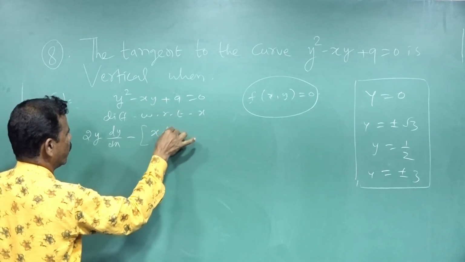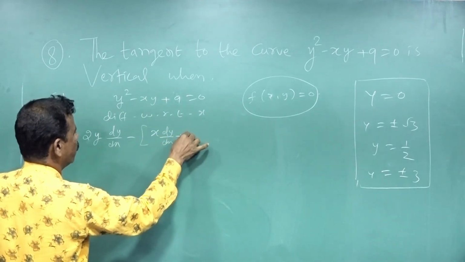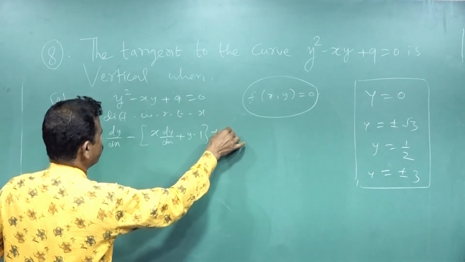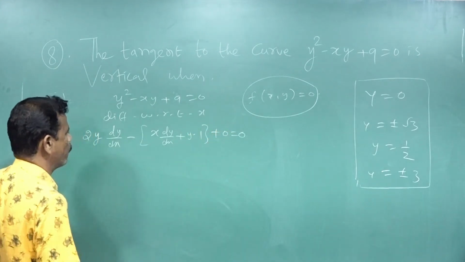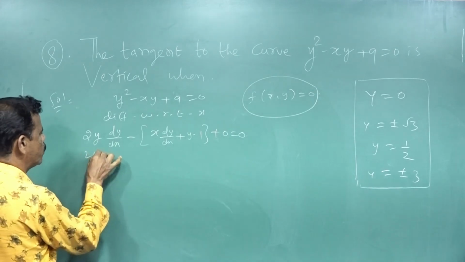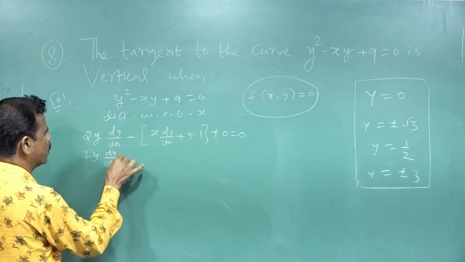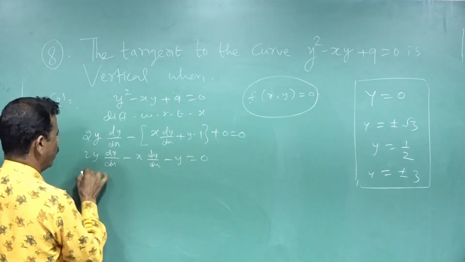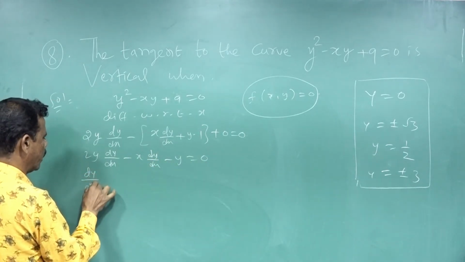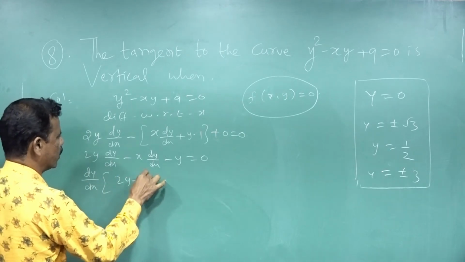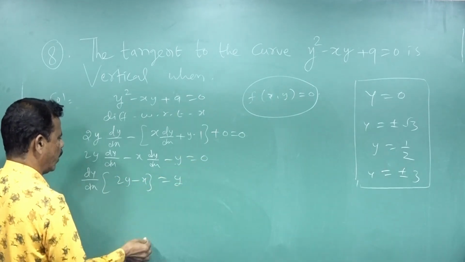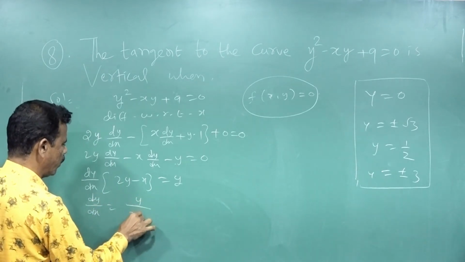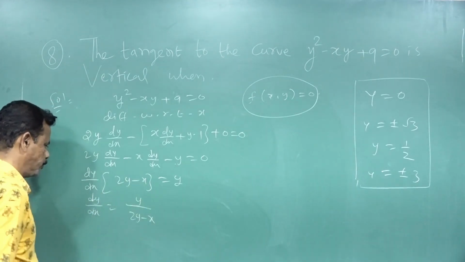Differentiating, dy/dx plus y into the x derivative 1, plus 9 constant 0, is equal to 0. Now this is 2y dy/dx minus x dy/dx minus y is equal to 0. Here dy/dx taken common: (2y minus x) dy/dx is equal to y. So dy/dx is equal to y by (2y minus x).